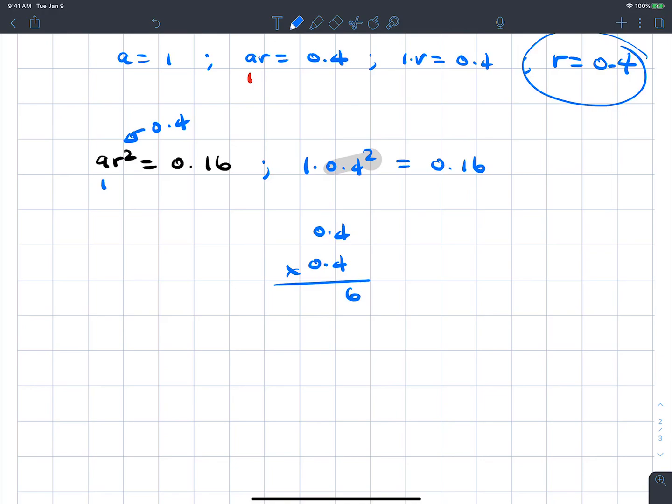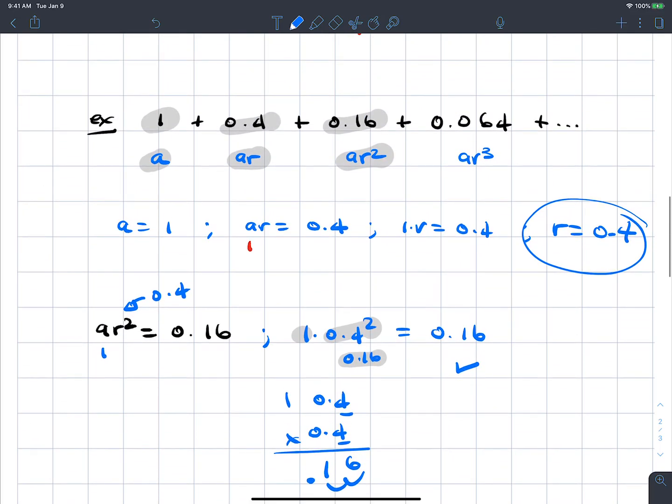4 times 4 is 16. 4 times 0 plus 1. And then we count the digits, and sure enough, this portion is 0.16. And so 1 times that 0.16 is, in fact, 0.16. So what we verified was AR squared is 0.16. And what that means is we have a geometric series. Okay, pretty good. Geometric series.